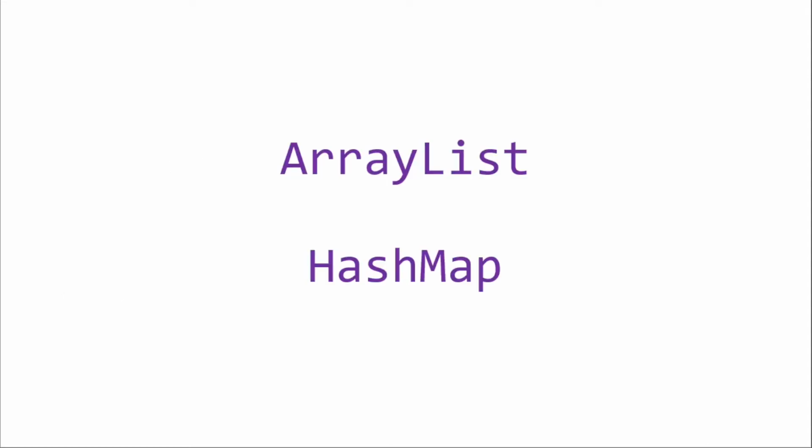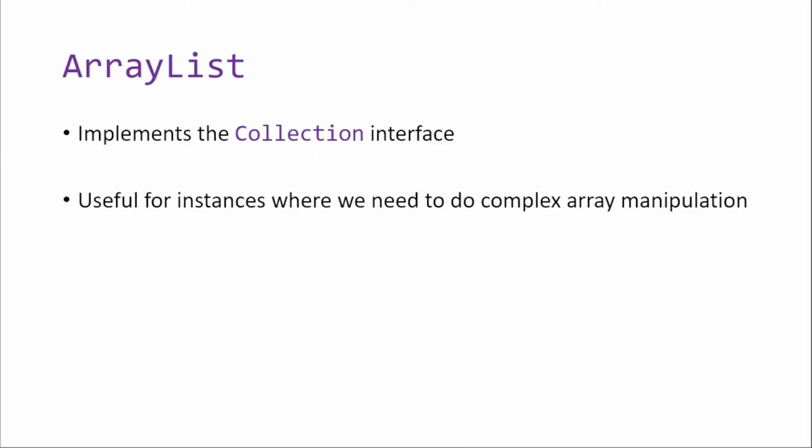There are two commonly used classes that implement generics. These are ArrayList and HashMap. When we declare an ArrayList or HashMap, we also declare the type of their elements, and in the case of hashmaps, their keys. Let's start with ArrayList. This is part of the Java collection framework. It implements the collection interface.